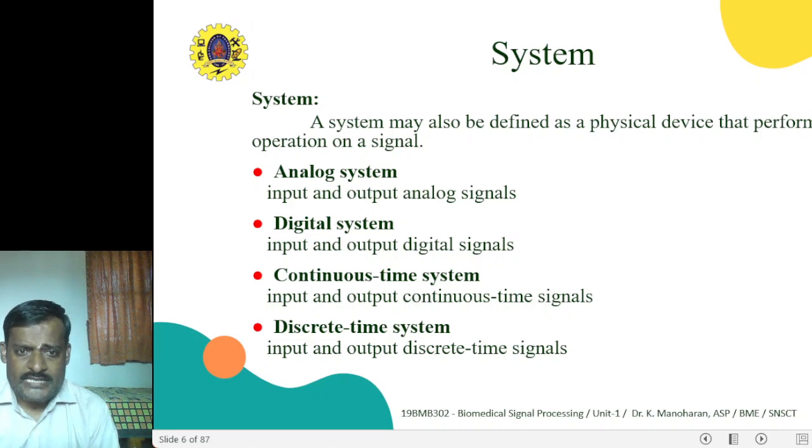A system may be defined as a physical device that performs an operation on a signal. If it processes that signal, then it is called a system. We can classify systems into four different types: analog system, digital system, continuous time system, discrete time system. If you take a system, both input and output will be of the same manner. If you take an analog system, the input and output will be analog signals. If you take a digital system, both input and output will be in digital form. In a continuous time system, the input and output will be continuous time signals. In a discrete time system, both the input and output will be discrete time signals.